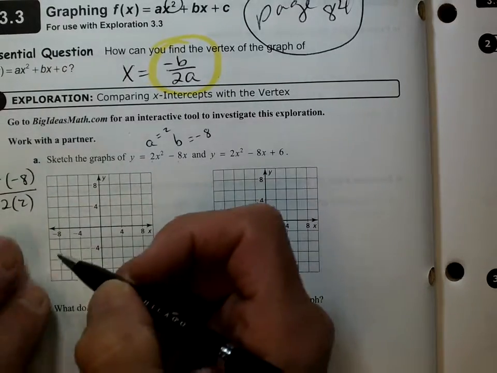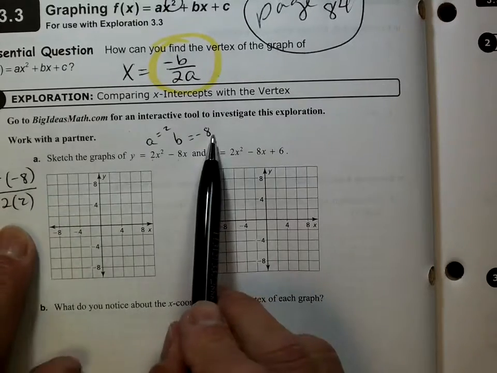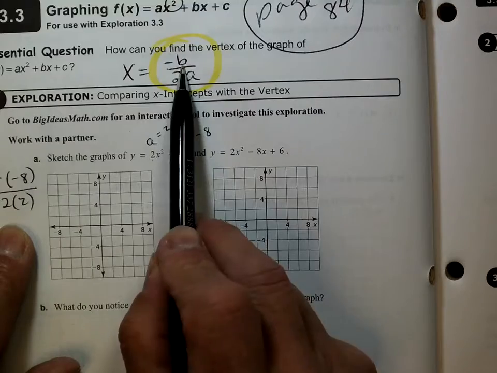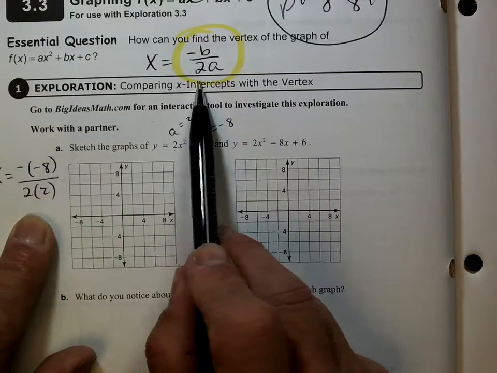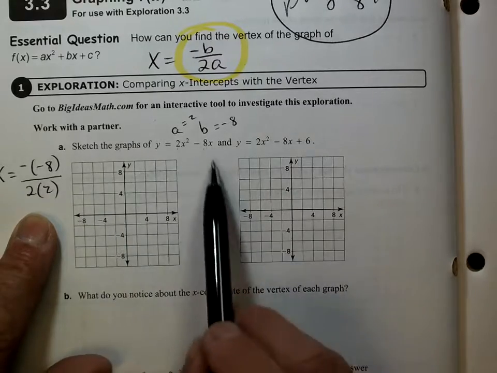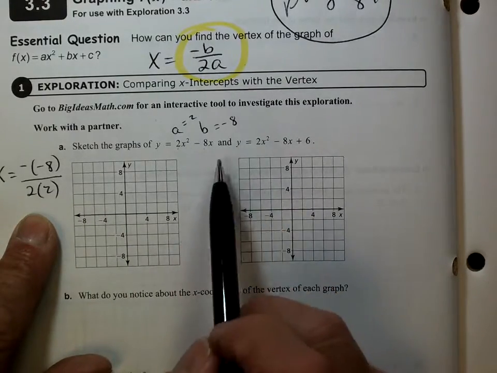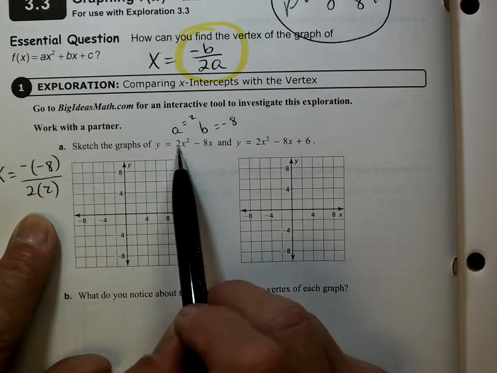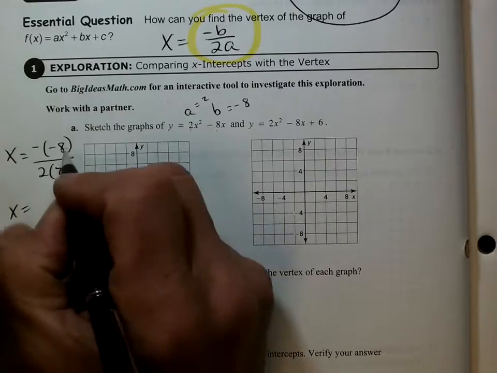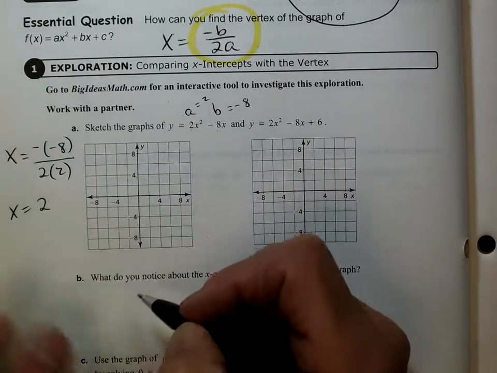I want you to see what I did. The formula is negative b, which is a negative 8, so I put my negative 8 right there, over 2 times my a, which is 2. Now if I simplify this, I get x is equal to 8 over 4, so x is 2.